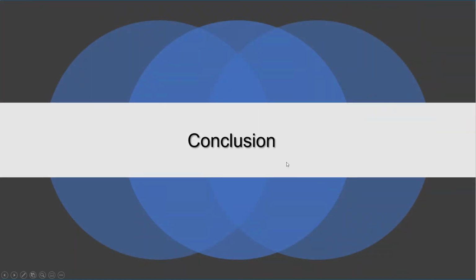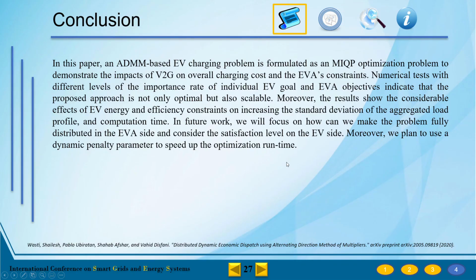In conclusion, in this paper, an ADMM-based EV charging platform problem is formulated as an MIQP optimization problem, and we consider V2G constraints and symmetric charging constraints. In the future, we are focusing on fully distributed methods, as we have already done the same kind of research on the economic dispatch problem, which you can see in this paper.